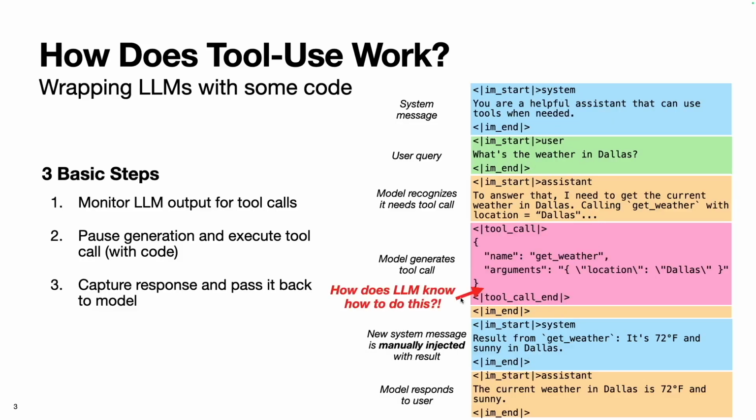But a key question here is, how does the LLM know how to do this? How does it know to do a tool call and then generate JSON formatted text like this and end the tool call? Really, there are two ways to pull this off. The first way is simply prompting the model, just telling the model that it has access to these tools and giving it instructions on how to use those tools.